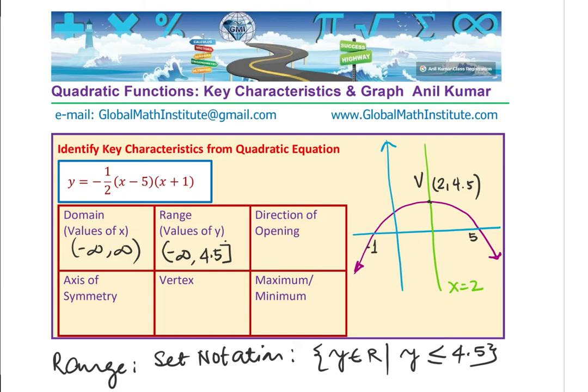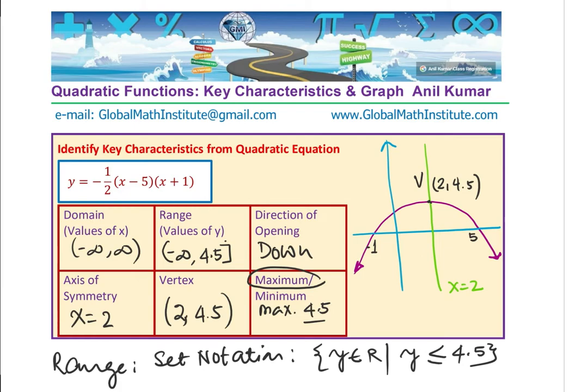Now, the direction of opening is down. We wrote that already. The axis of symmetry is x equals 2. The vertex we know is (2, 4.5). And that happens to be a maximum value. Do you see that? So we have a maximum value, which is 4.5. Is that clear to you? So we have almost all the characteristics.